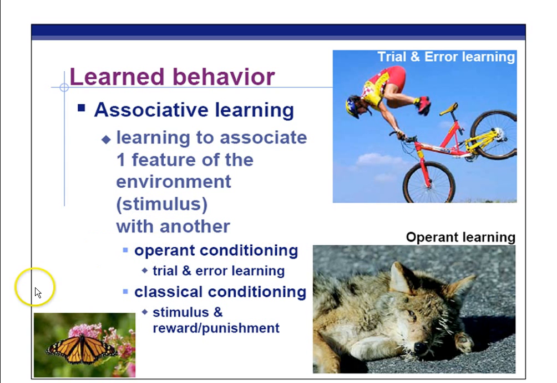An example of operant conditioning would be birds eating monarch butterflies. When a bird eats a monarch butterfly, they learn that the taste is bad, it's poisonous, and they'll avoid any future monarch butterflies, and that would be trial and error learning. They had to try something. It wouldn't be classical conditioning.